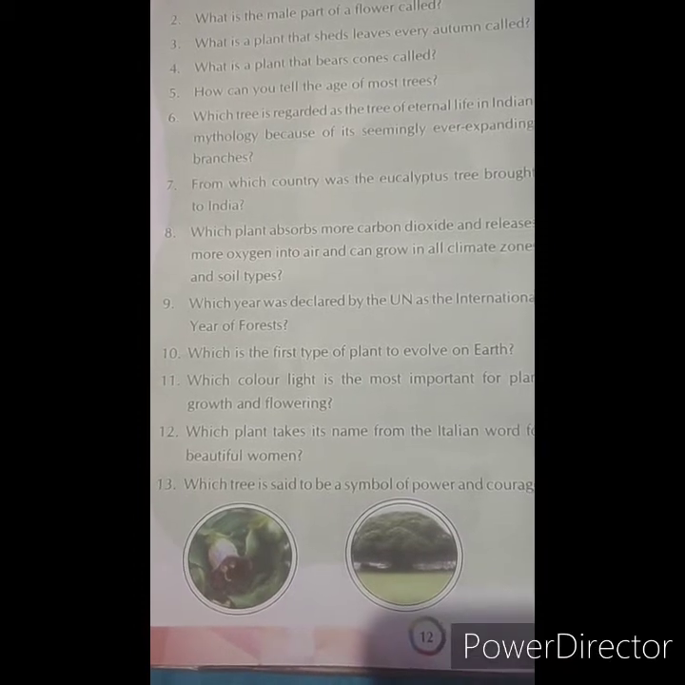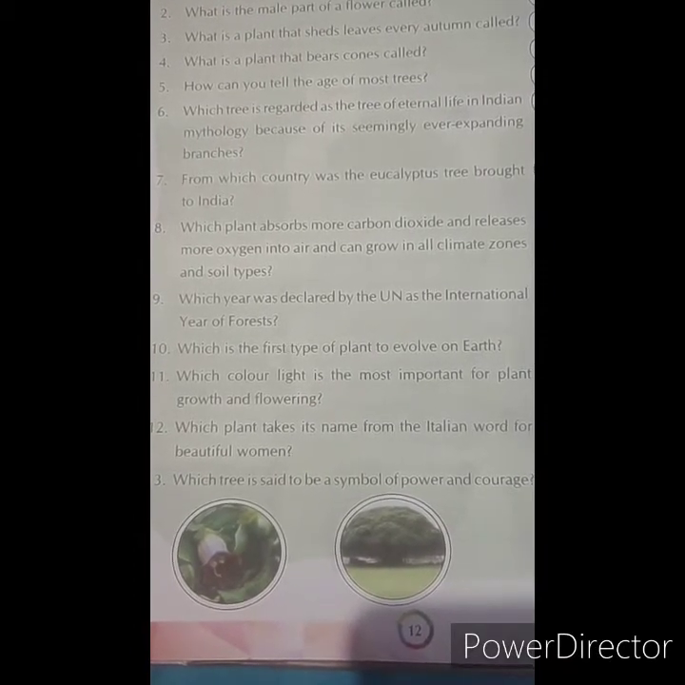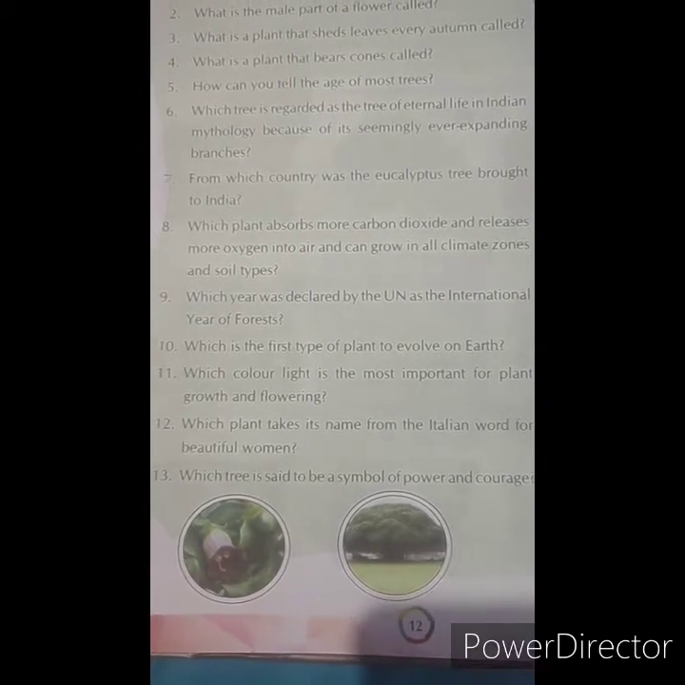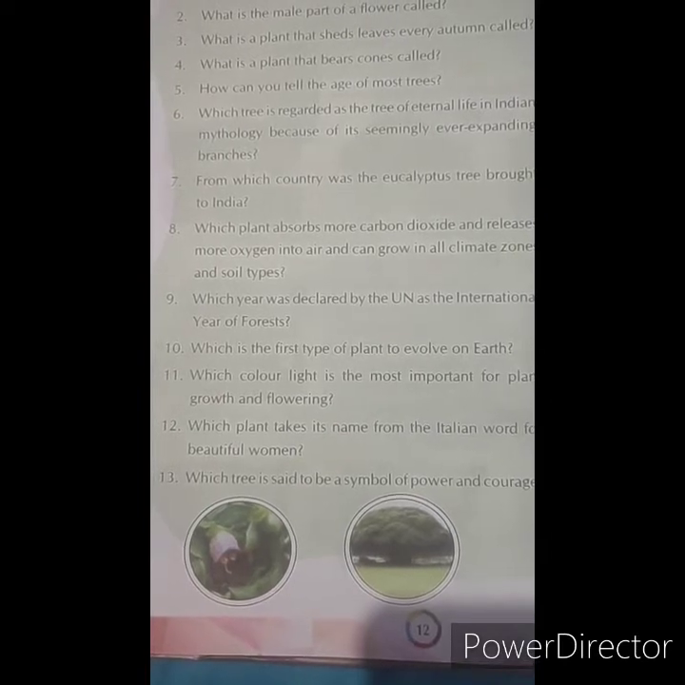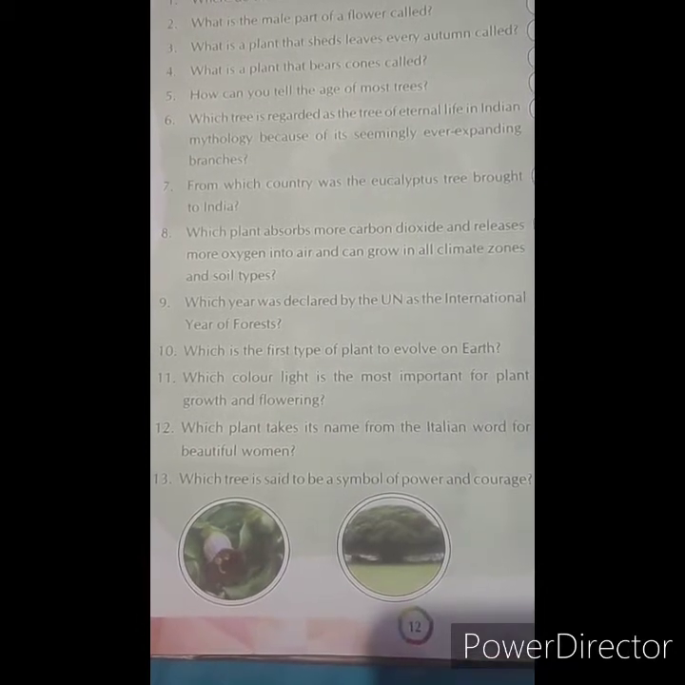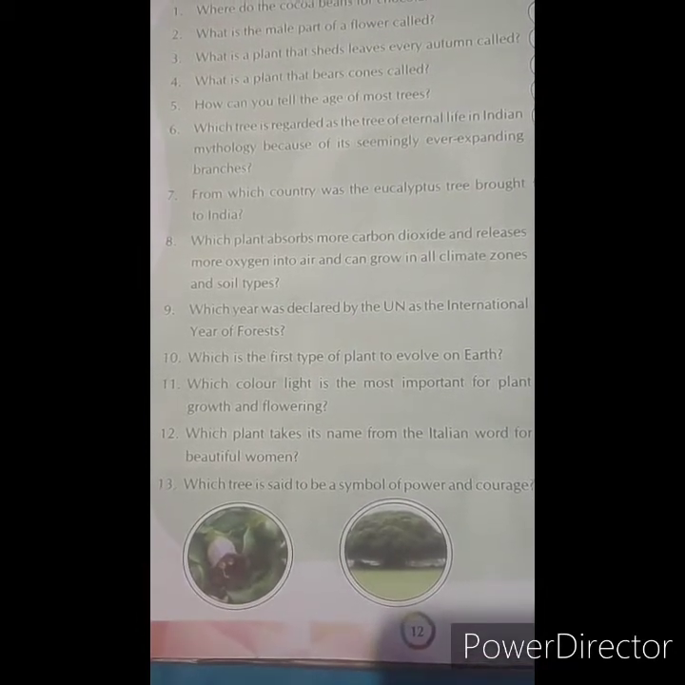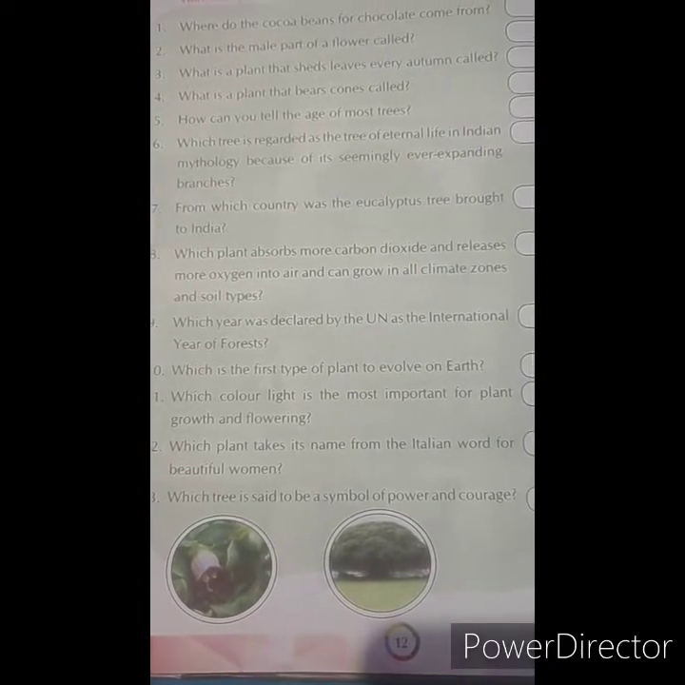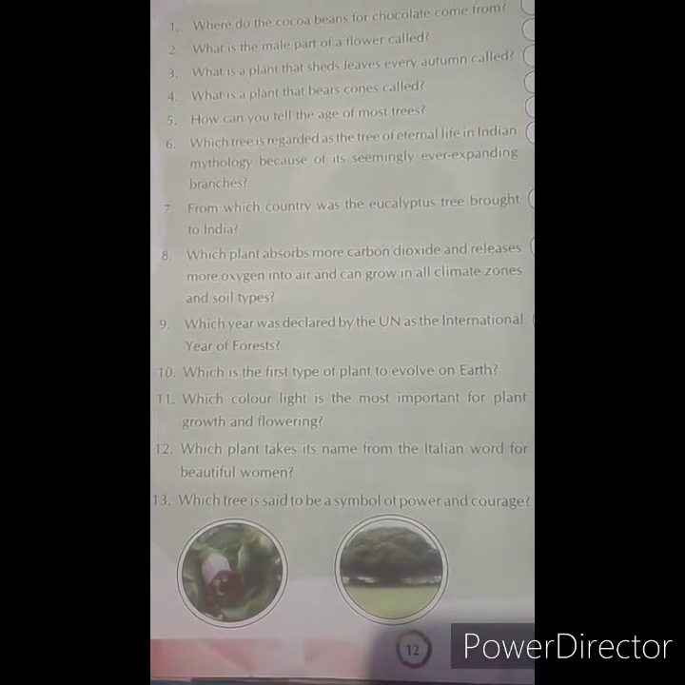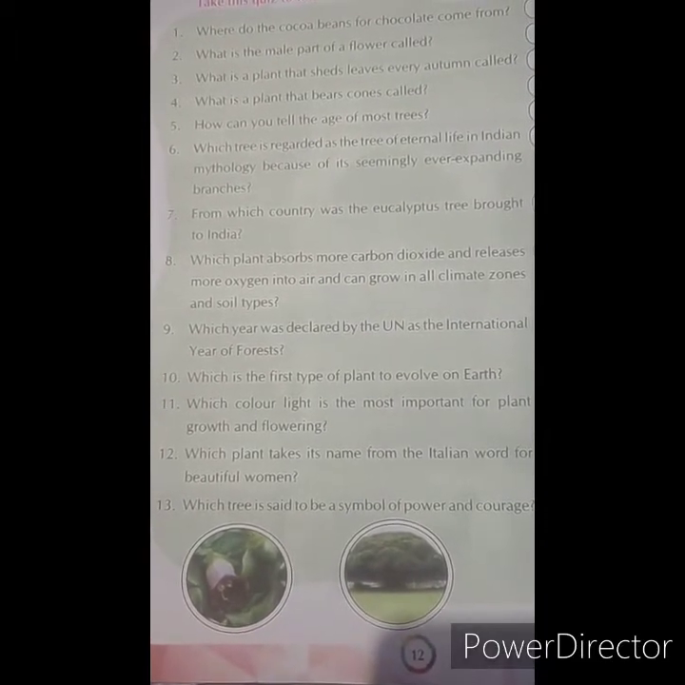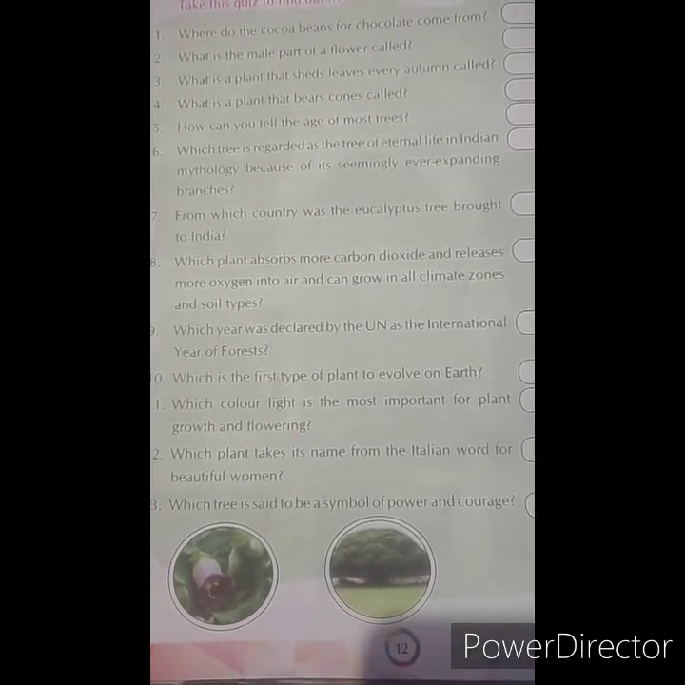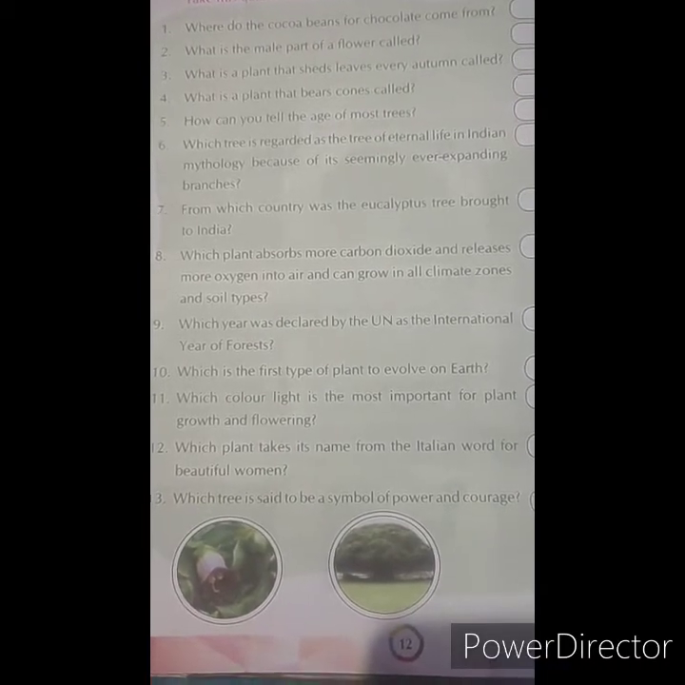Next is, which is the first type of plant to evolve on Earth? Number 11. Which color light is the most important for plant growth and flowering? Number 12. Which plant takes its name from the Italian word for beautiful women? Number 13. Which tree is said to be a symbol of power and courage? Now come to the next page.